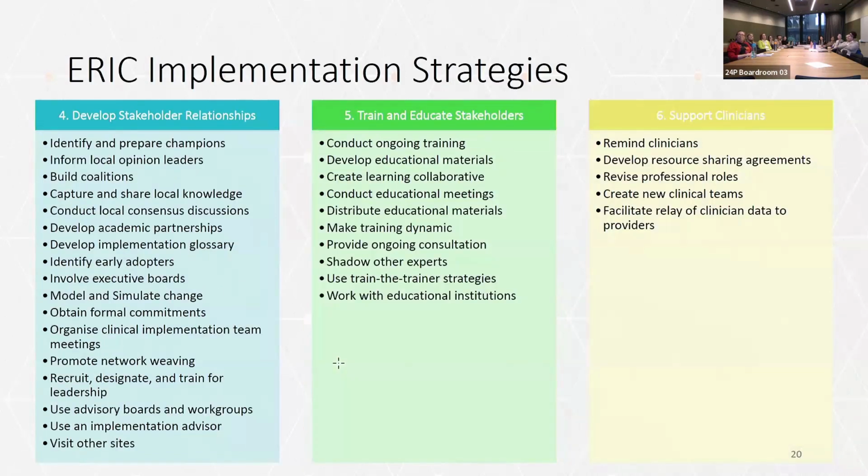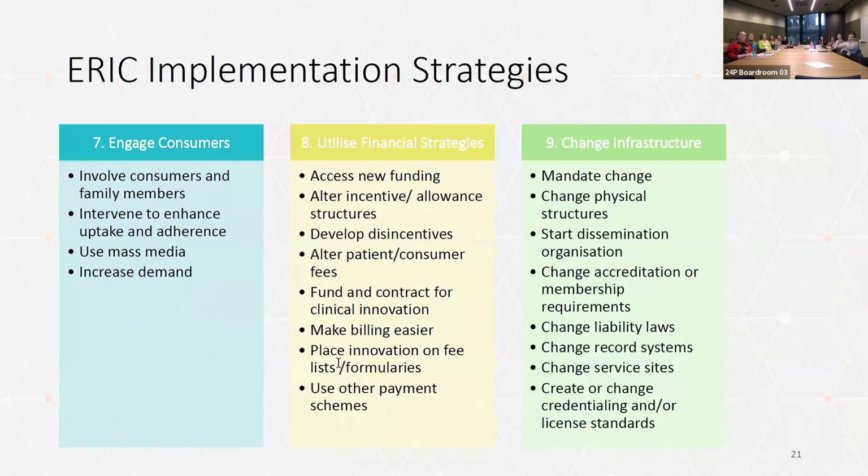The broad categories, so some categories have a lot more than others. Remind clinicians, that's a really broad one. That could be like an EMR alert, that could be, I don't know, a text message. It's broad on purpose, but the idea is that you're naming them the same thing. Because if you name it similar things, you can start tracking it and you can start publishing it in the literature, and people can start understanding, like, oh, these people used reminders. If that makes sense. And then engage consumers, utilize financial strategies, change infrastructure.